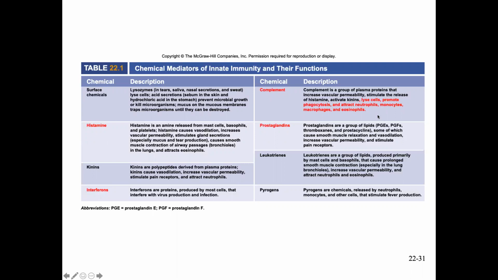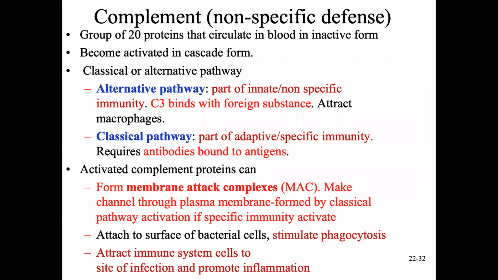Attracts more white blood cells, neutrophils, monocytes, macrophages, and eosinophils. So then you have more of your white blood cells coming to that site of injury. In terms of complement, I want you to think of these as very similar to the clotting factors, right? We had a lot of clotting factors. Those were proteins produced by the liver that were inactivated. A cluster of those proteins. There's like 14, 15 different clotting factors, right? But they're inactive. Same thing with complement.